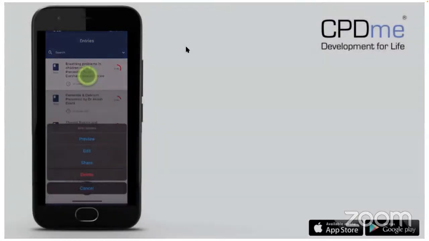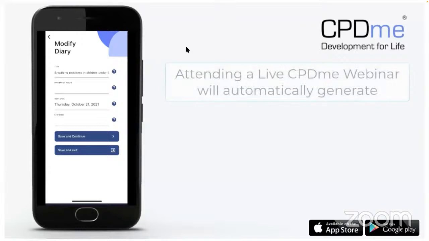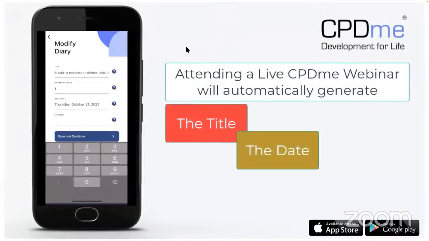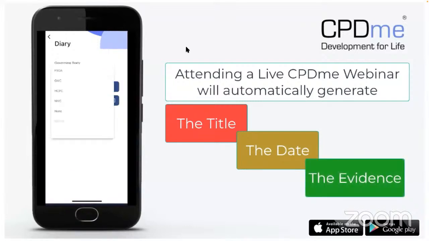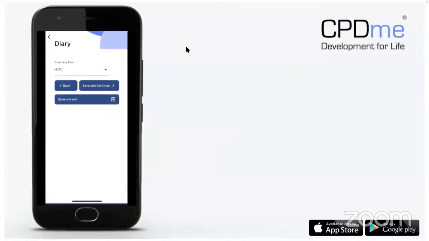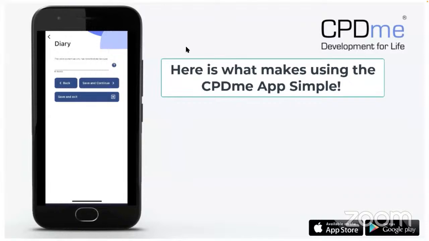If I click onto there and I click edit, it's already put the title in there for me. I'm going to put in that it's 1 hour of CPD. I'm going to put in my governing body, which is HCPC, and there's lots of different governing bodies you can choose from. I'm going to save and continue, and this is where the magic happens. When people tell me it takes a long time to record CPD, watch this.